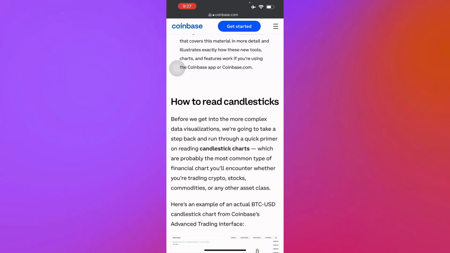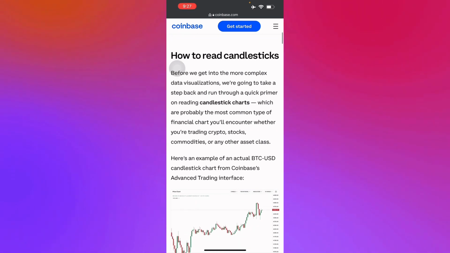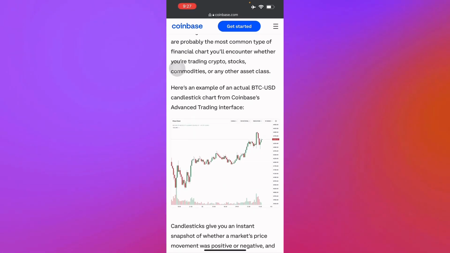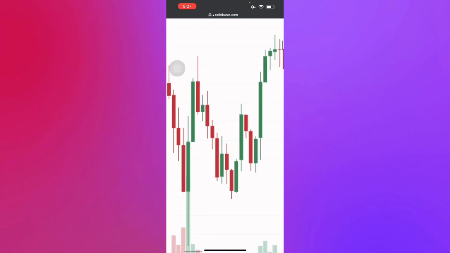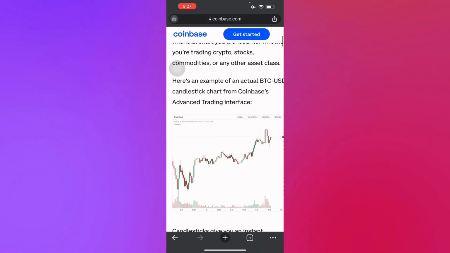So how to read candlesticks. Candlesticks are those that you saw a while ago in red and green, which represent the ask and buys on the chart. They're going to take you through a quick primer on reading candlestick charts, which are probably the most common type of financial charts you will encounter, whether you're trading crypto, stocks, commodities, and other asset classes. Here's an example of a Bitcoin to US dollar candlestick chart from the Coinbase advanced trading interface. As you can see here, those are candlesticks right there. There are different types of candlesticks and they're going to discuss them in their tutorial.